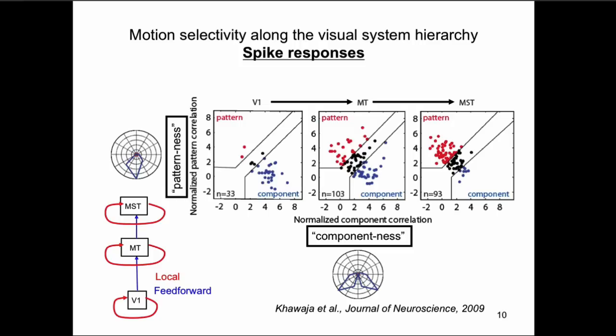So what was new in our study is what happens in the next area, area MST. Nobody knew. We expected there to be an even higher percentage of pattern cells, and that's what we found. Most cells in MST are pattern cells, and this makes sense because it's the highest area in the hierarchy, and it's supposed to have more cells that correlate with perception.